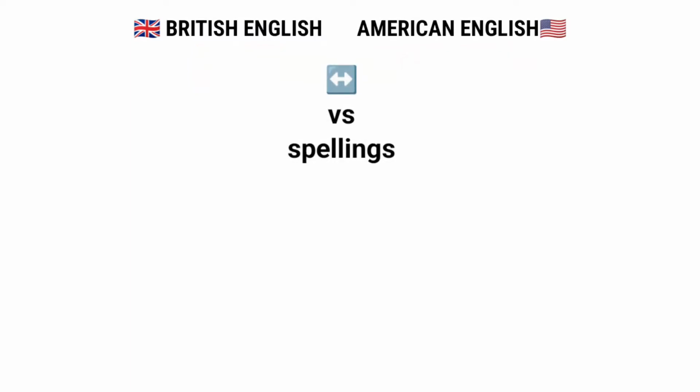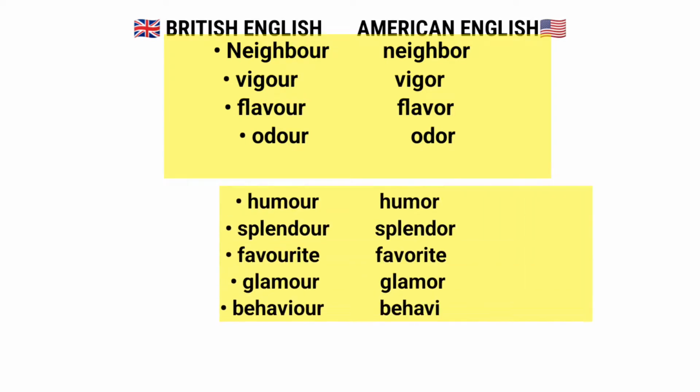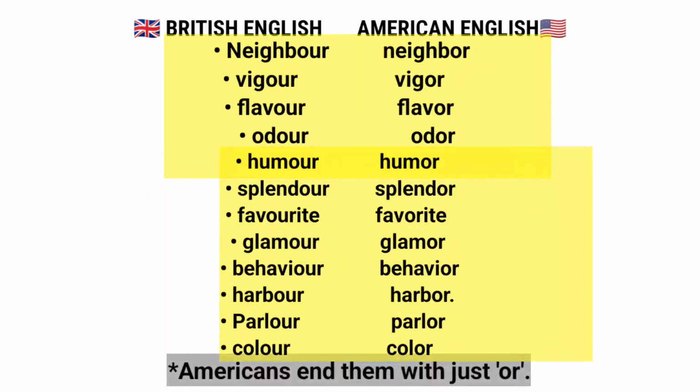It is important to know the differences of the two types of spellings, and in formal writing mixing them is not acceptable. There are two forms of English. One of them is a set of words that end with OUR in British English, like the words neighbour, vigour, flavour, order, and many more. Americans end with just OR.